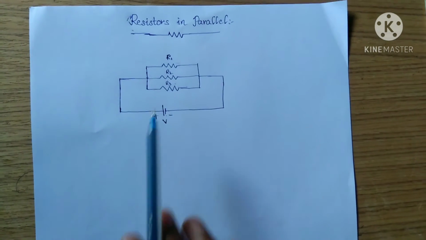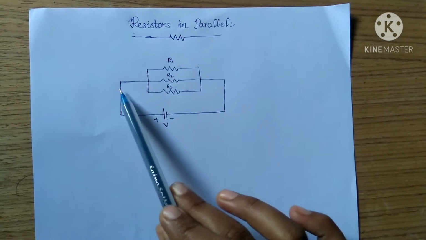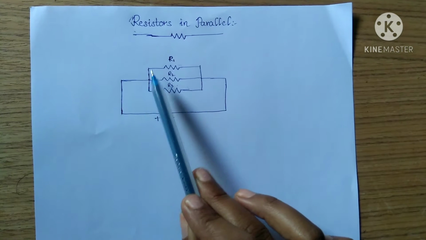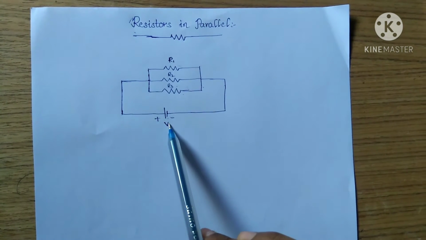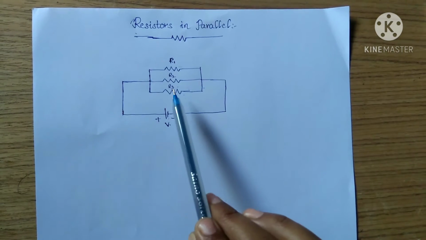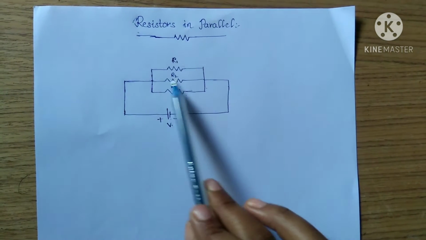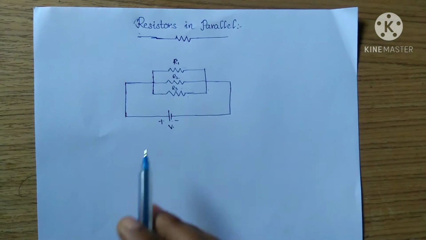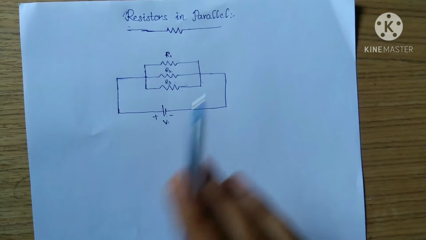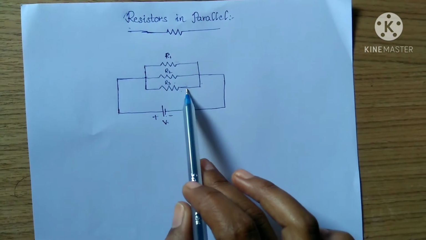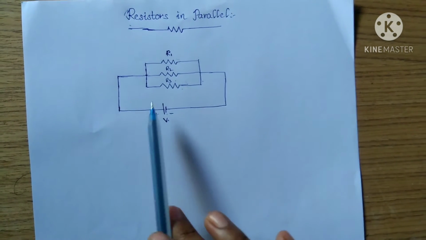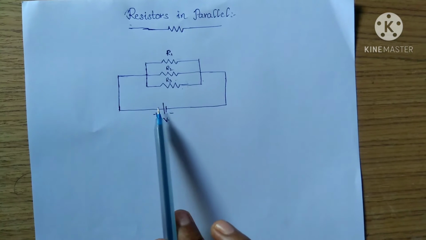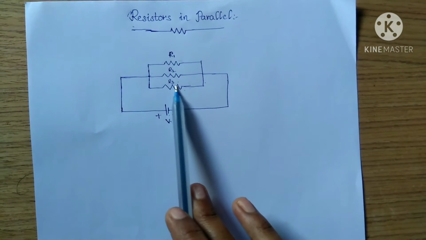From the figure we can say that the same node up to here is the same. That means the voltage source that we applied is the same across these resistors too. The voltage across these resistors is the same. That means the voltage is not divided. The voltage we applied here is the same across these resistors.